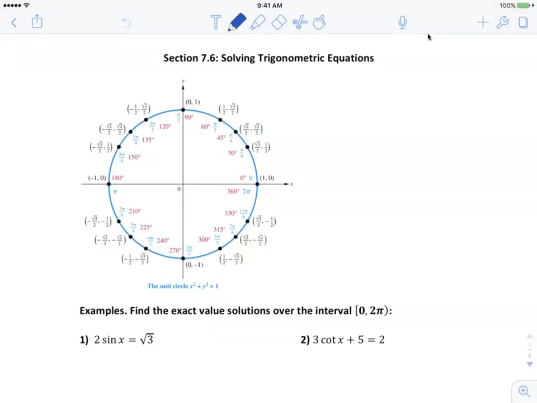And then, of course, we're relying on that unit circle that maybe you have memorized, but if not, you have it right here as a reference. Okay, so let's jump right into some problems.